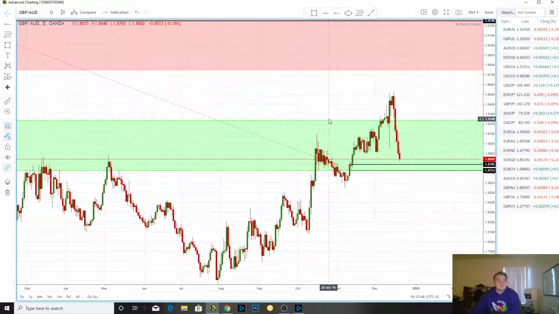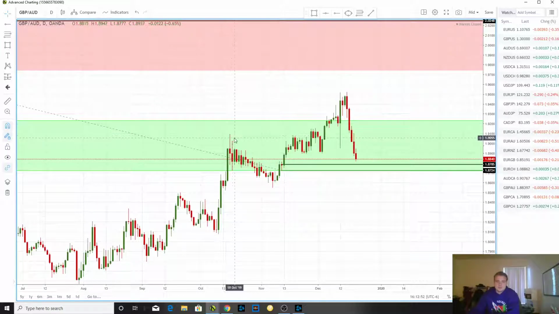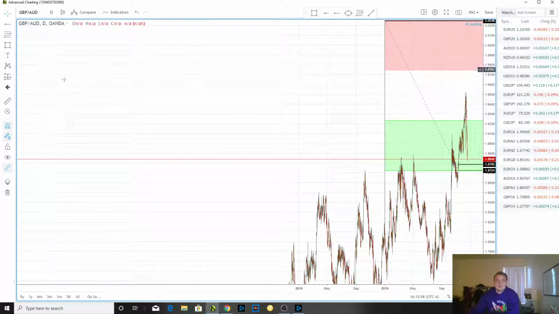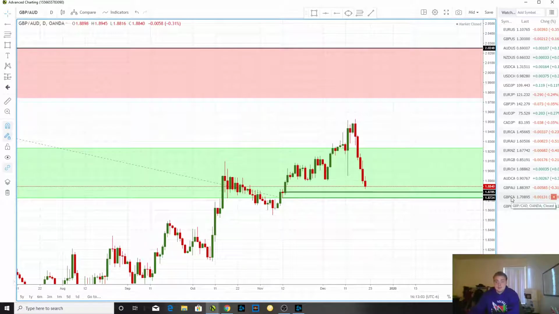until it makes a new supply zone. That's how I've been doing it, because look at that, it broke out of here. There's no demand in here or supply in here, not really. There's nothing until way over here. So yeah, that's the pound Aussie story.